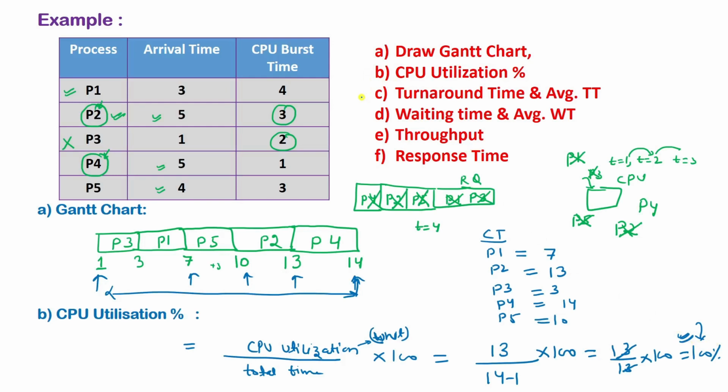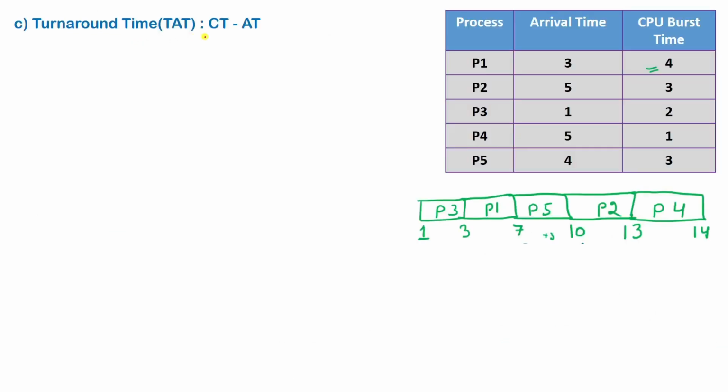Now let's see how we can calculate the turnaround time. Turnaround time, as you know, is completion time minus arrival time. So let's find for P1. The completion time of P1 is 7, and it arrived inside the ready queue at 3 here. So 7 minus 3, it will be 4.